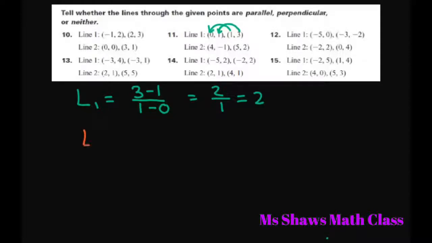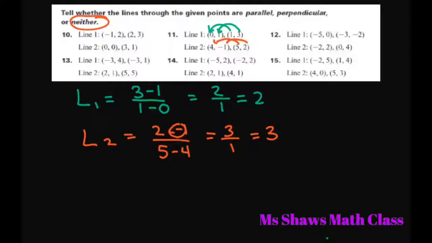Then line 2, that's going to be 2 minus a negative 1, and 5 minus 4. So that's going to give you 2 minus a negative 1. That's a positive. That's 3 divided by 1, which equals 3. So they're not negative reciprocals and they're not the same. So that means it's neither.